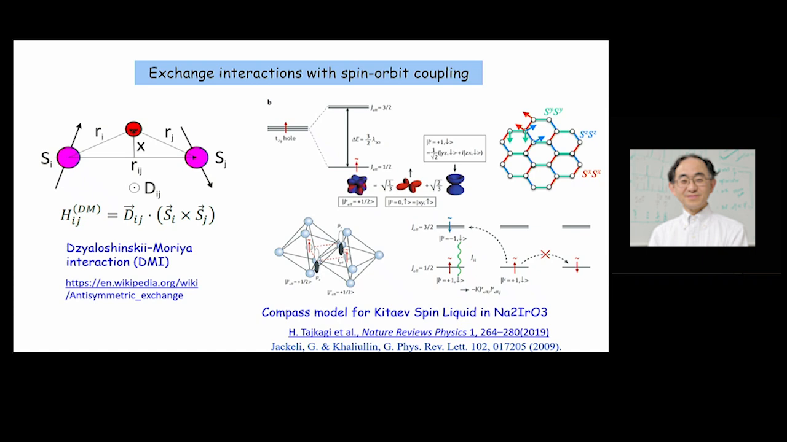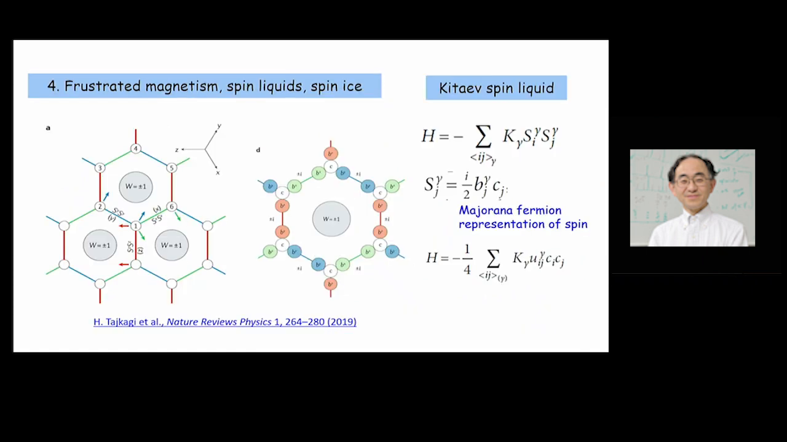Once you have this complex orbital and consider the exchange path through this anion, some exchange paths are cancelled out. This interference between the different paths of the exchange coupling leads to the Ising type interaction, which depends on the direction of the bond, right? This is quite similar to the Kitaev Hamiltonian for the honeycomb lattice. That's why people are now excited about this possible Kitaev liquid in the two-dimensional honeycomb lattice. And there are some candidate materials. But here is an explanation of the Kitaev model.